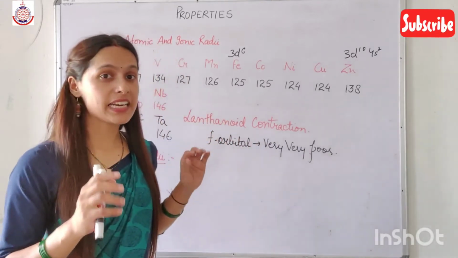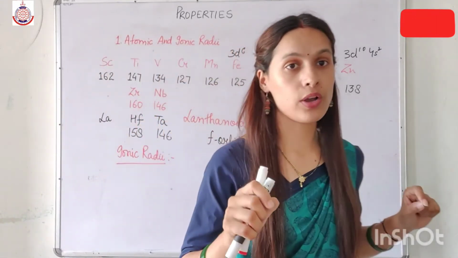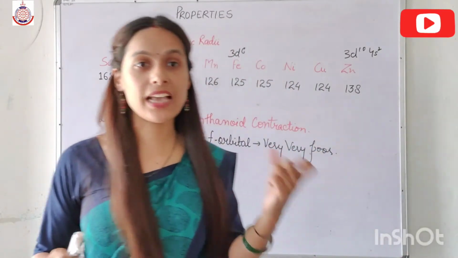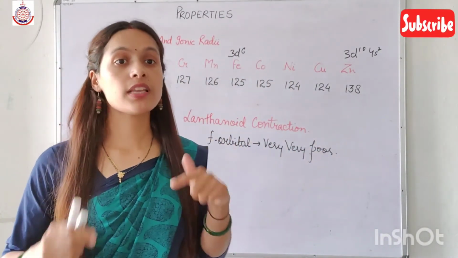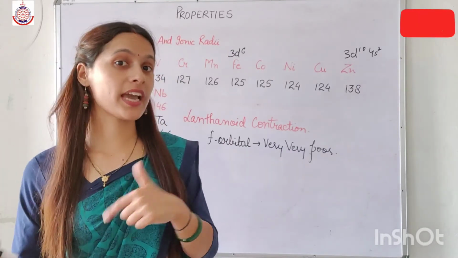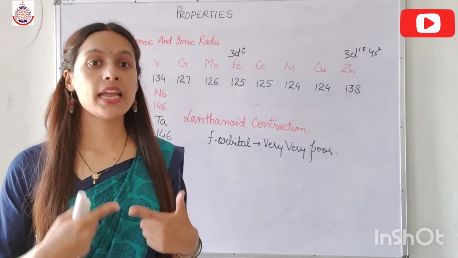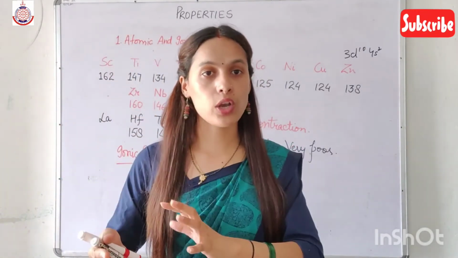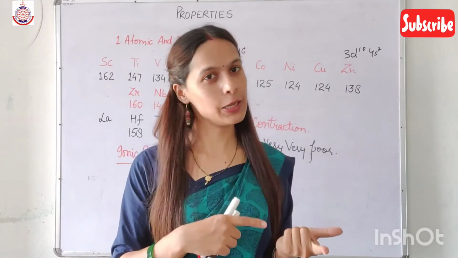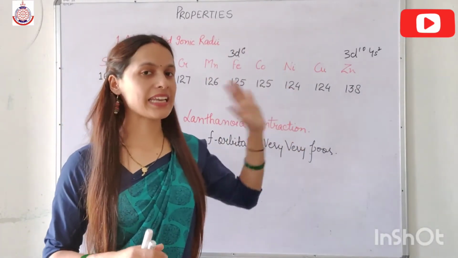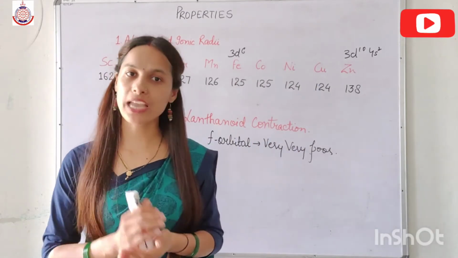It means the ionic radii of the d block elements are less than the s block as well as the p block, because in s block we are getting cation and in p block we are getting anion. That's why the ionic radii of the d block are smaller than that of the s block and the p block. So this is all about the atomic and the ionic radii of the d block elements.